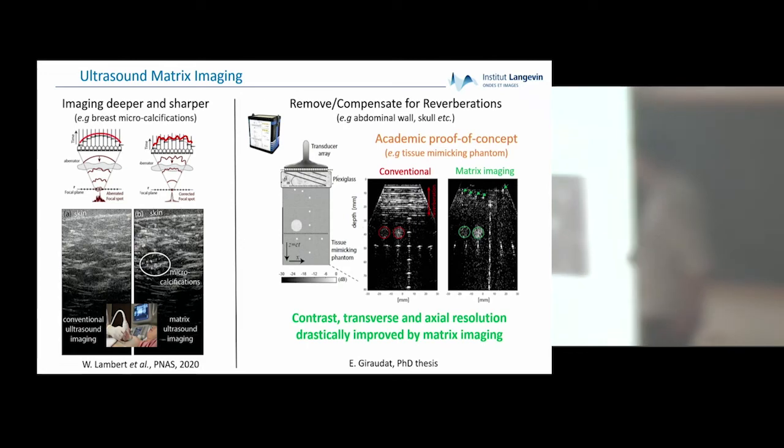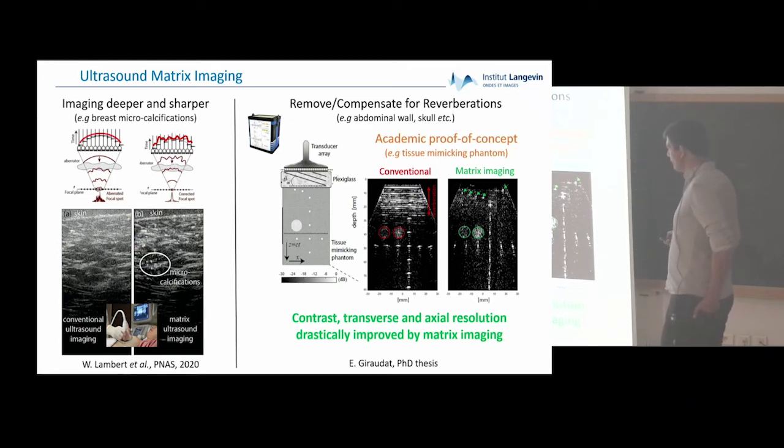So you can compensate for aberrations, for example, for detecting microcalcification in the breast, as explained already by Matthias yesterday. But we have plenty of things that we are working on, and Elsa is working on multiple reverberations with this simple academic experiment where you have a plexiglass layer between the probe and the tissue mimicking phantom. This plexiglass, of course, generates a lot of multiple reflections in our data. So we are not able to retrieve, for example, the target here because we have all these reflections, and you see that you have ripples behind each target that are due to these multiple reflection events.